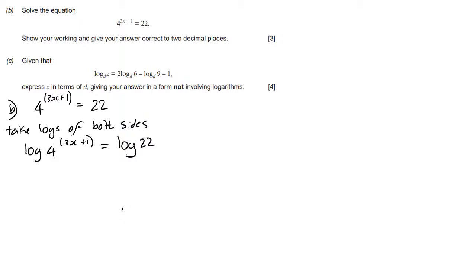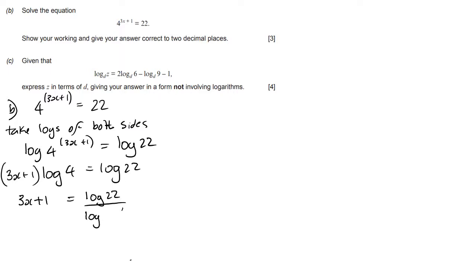As I said, the base is entirely up to you. The more modern calculators, you choose any base. If you've got an older version, then it's going to be log to the base 10. Use the power rule. You can even write down on this step, use the power rule, if it helps you remind yourself. So it's going to be 3x plus 1 in brackets of log 4 equals log 22. Move that over to the other side, so we have 3x plus 1 equals log 22 over log 4.